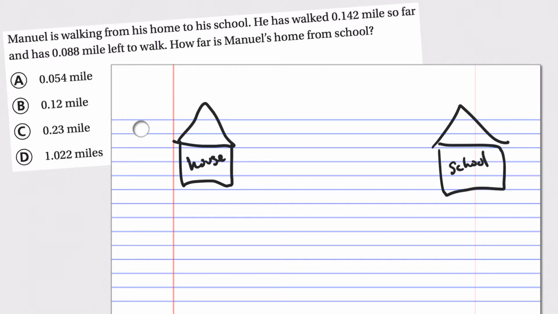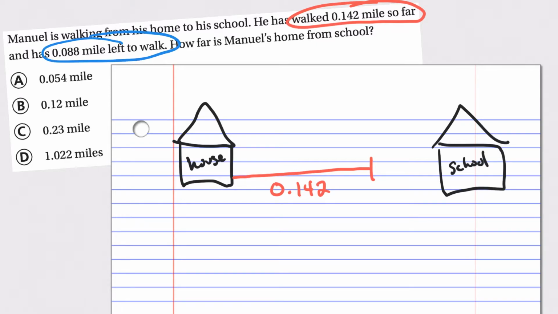So back in the story, he tells us that he walked this much so far. He was at his house and he walked this much so far, which is 0 and 142 thousandths. Then they tell us in the story that he has this much left to walk. So that means the distance from where he stopped before to the school is going to be 0 and 88 thousandths miles. And again, we're looking for how far it is from the home all the way to the school.